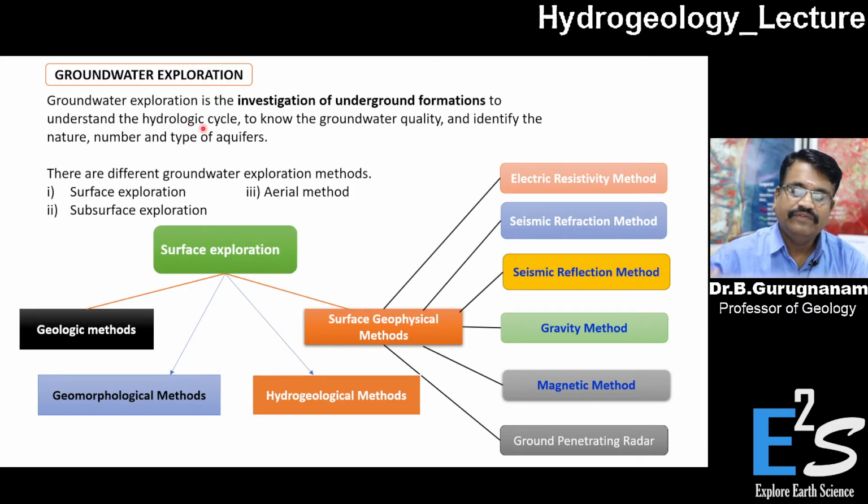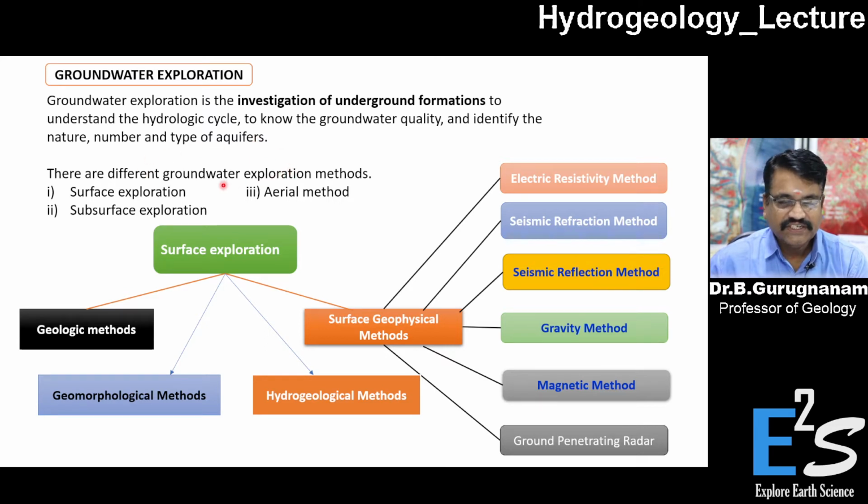The liquid which falls immediately after the rain goes down, percolates down to the ground, and then reaches the surface of the water table. So we will have to assess at what depth exactly the water is there. Once we assess that, then we have to use the groundwater quality and identify the nature, number and types of aquifers.